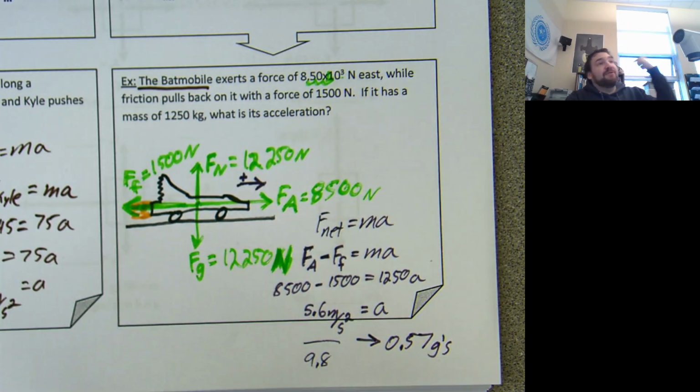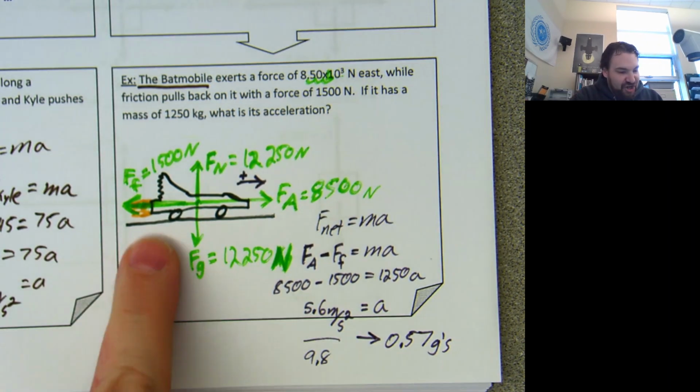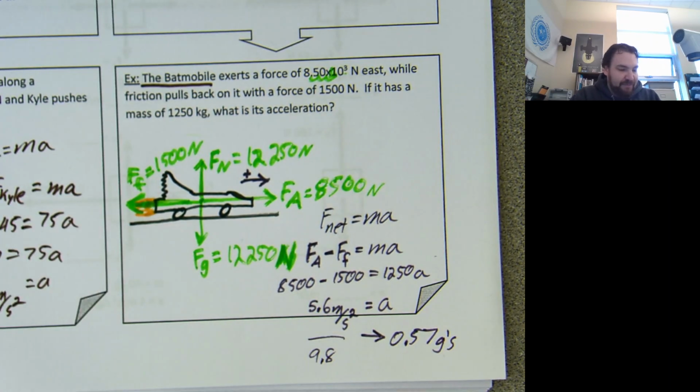If you think about the last time you watched a Batman movie and how his face is all scrunched as he's accelerating, it shouldn't be, because 0.57 G's is nothing. He should be confidently cruising as the jet forces his car forward at 5.6 meters per second squared. That's it. We're done. Comments, questions, concerns about anything we've done?